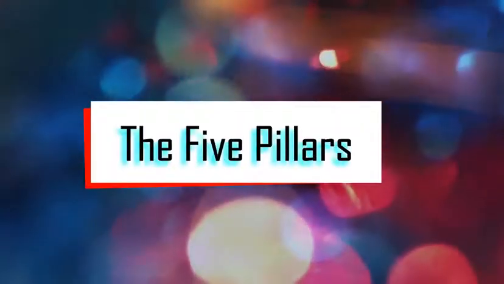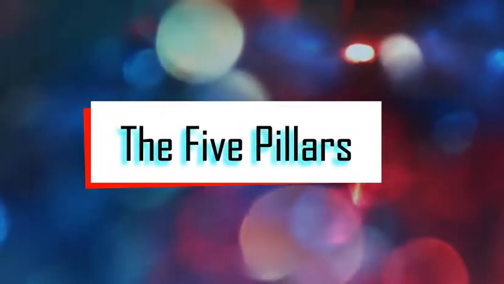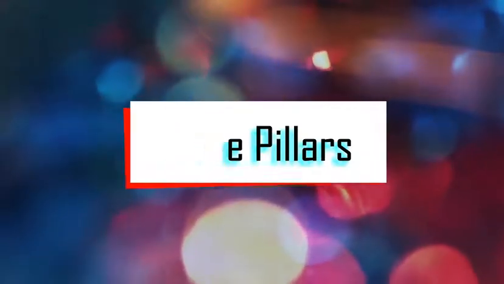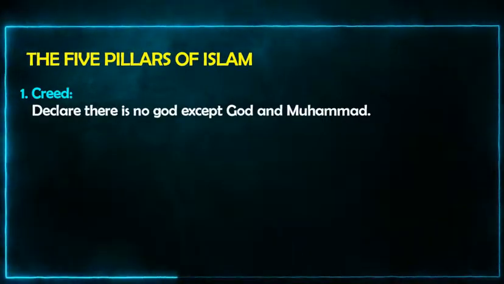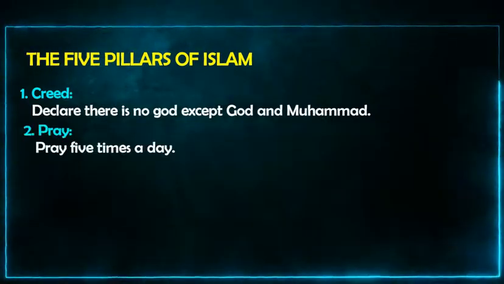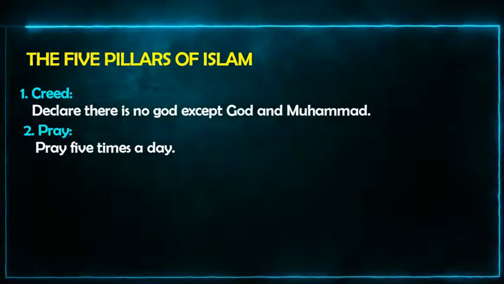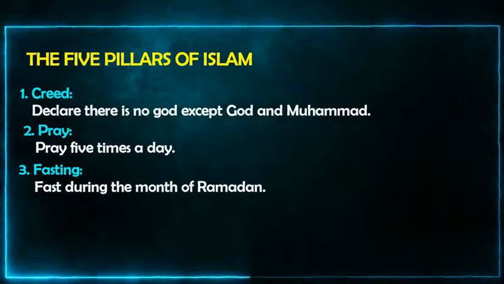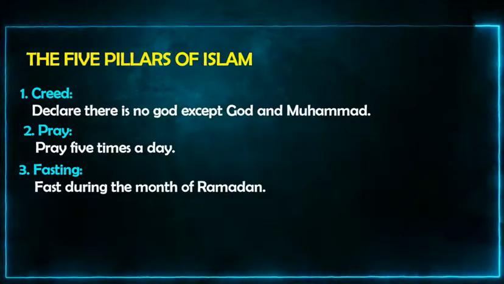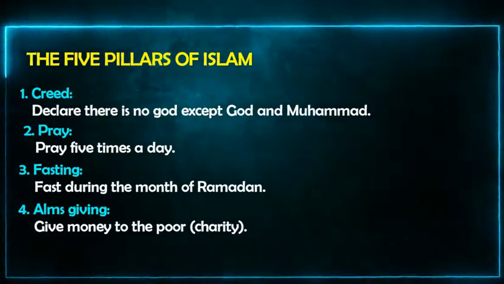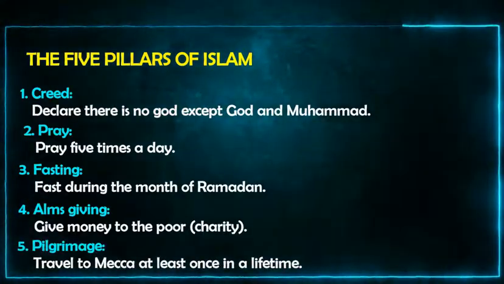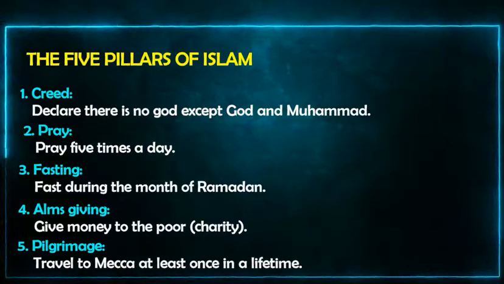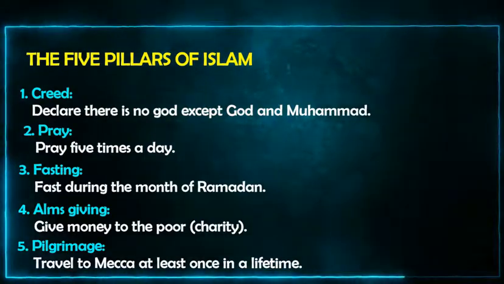The 5 pillars. They guide Muslims' behavior. These are: 1. Creed: declare there is no God except God and Muhammad is his messenger. 2. Pray 5 times a day. 3. Fasting during the month of Ramadan. 4. Almsgiving: give money to the poor, charity. 5. Pilgrimage: travel to Mecca at least once in a lifetime.